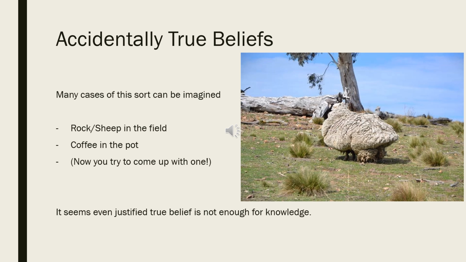Well, in this case, you've got a true belief, and it seems like you've got a good reason for believing what you believe. But nobody wants to say that you know in this case. Nobody wants to say that you know that there's a sheep in the field, because you've got it in the wrong way. You came to your belief in a problematic, confusing way. The reason is sort of set up wrong.